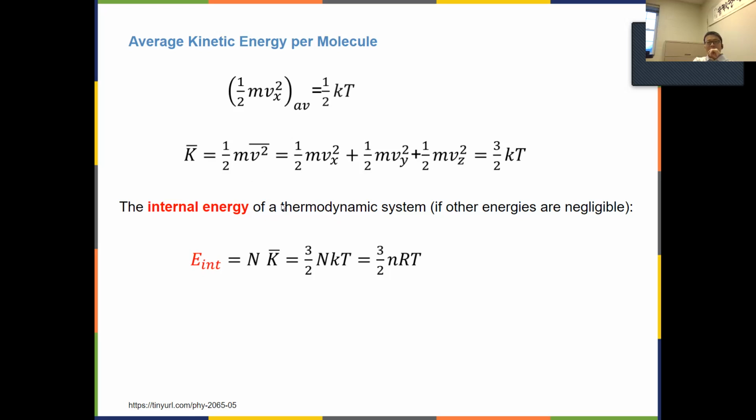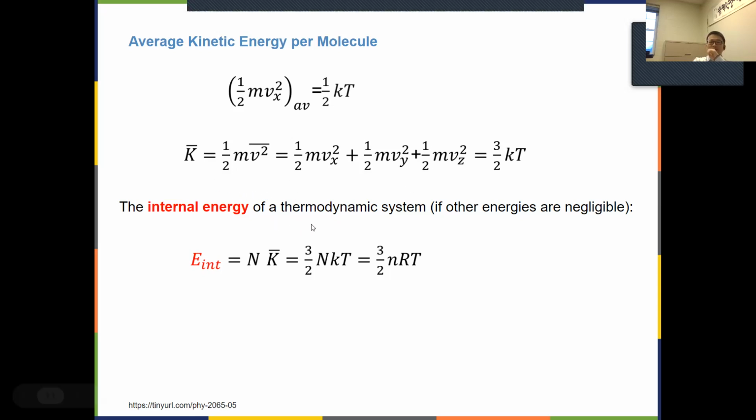And if this is the only energy you have for the gas system, if the kinetic energy is the only thing you are considering, then the internal energy of the gas as a thermodynamic system should be equal to N times the average kinetic energy of each molecule, right? Because there are N molecules. So 3/2 NkT. And if you use moles, small n, then it should be 3/2 nRT, okay? So the internal energy will be just determined by the temperature of the gas. So here, we are relating the average molecular kinetic energy to the temperature of the gas as a whole.